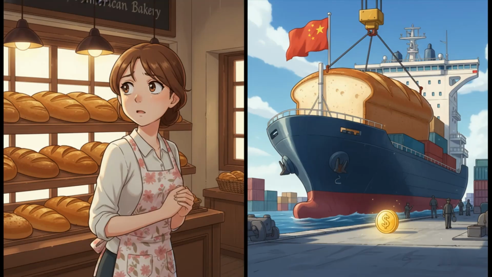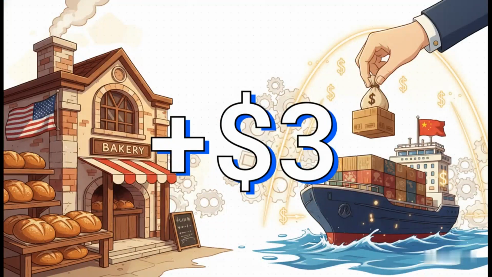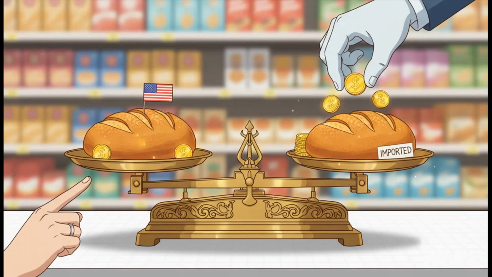This is a huge, huge problem for that American bakery. They just can't compete with that price. So, to protect its local businesses, the U.S. government steps in. It puts a $3 tariff on every single loaf of that imported Chinese bread. And just like that, the whole equation changes. That $1 Chinese loaf now has a $3 tax on it, so its new price on the shelf is $4. All of a sudden, the $3 American bread is the cheaper option. And that, right there, illustrates the fundamental goal of a tariff, to make your own country's products more competitive.